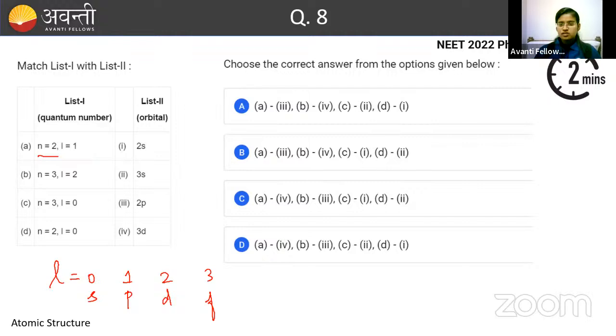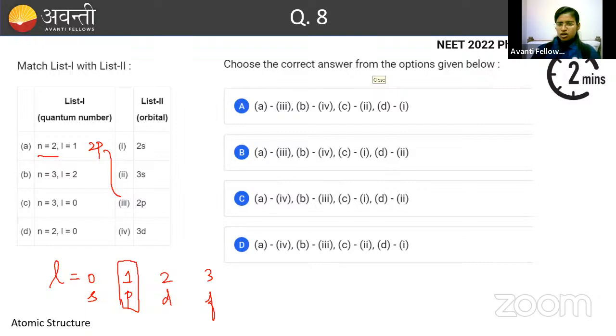Very good students. So if n is equal to 2 and l is equal to 1, then it is 2p. l equal to 1 is for the p orbital. So it is 2p, and 2p is given in option C. So A goes to 3.